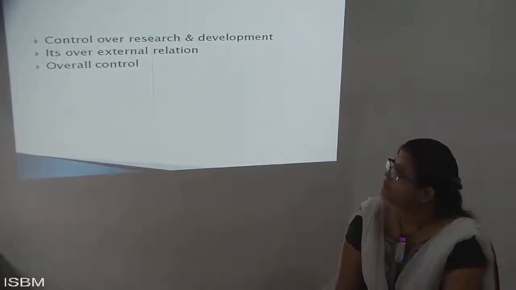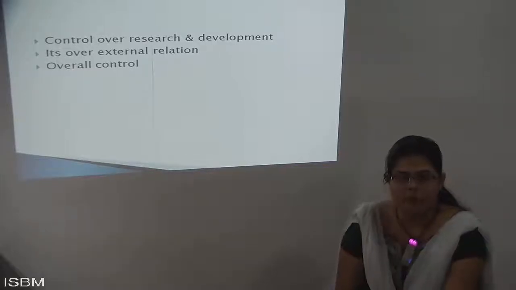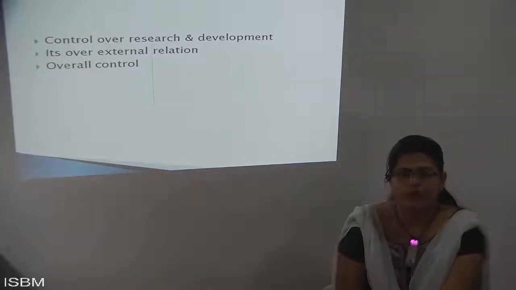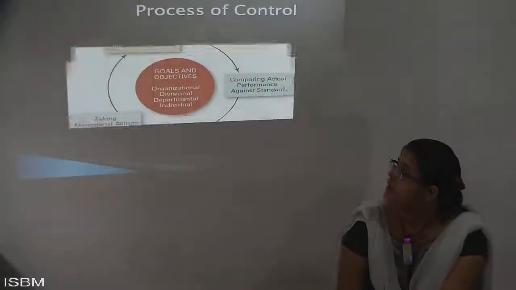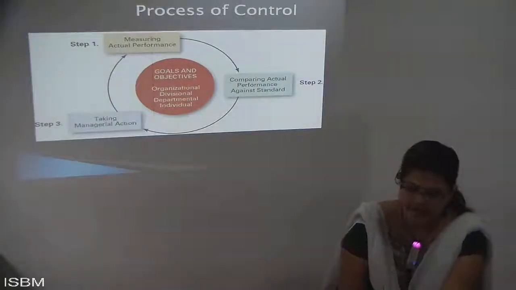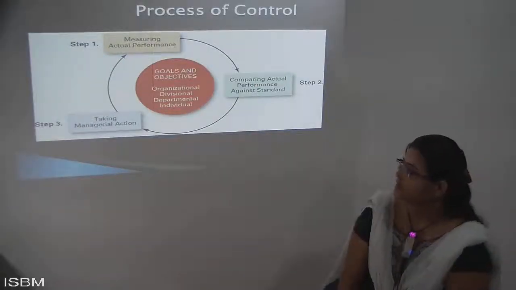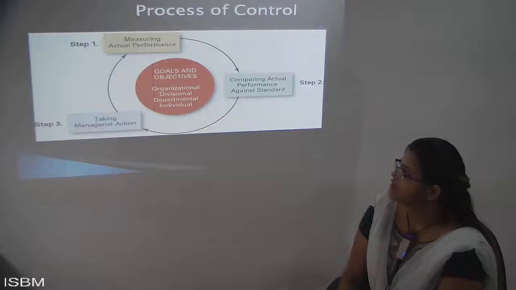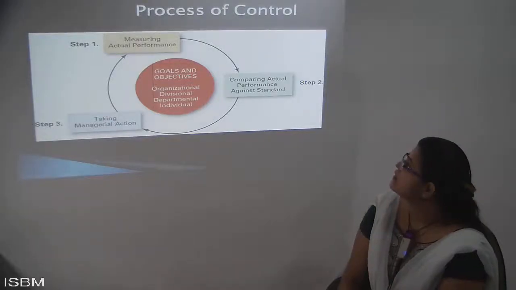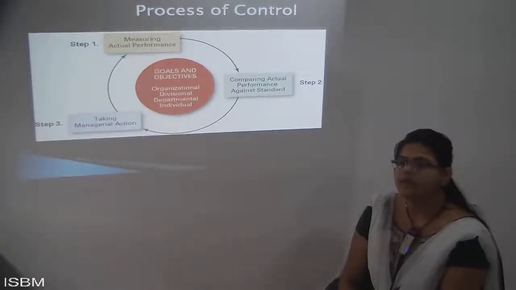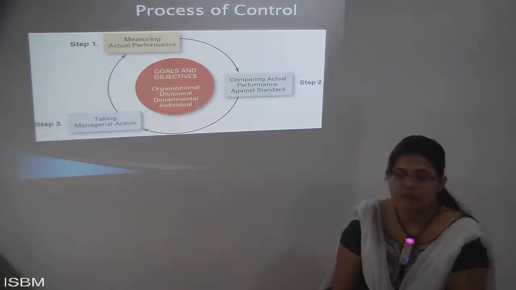Now with the help of it, this is a different type of scope, where you are moving certain kinds of control systems to each and everywhere. Next, these are the process of planning. There are three steps: process of planning, process of control.